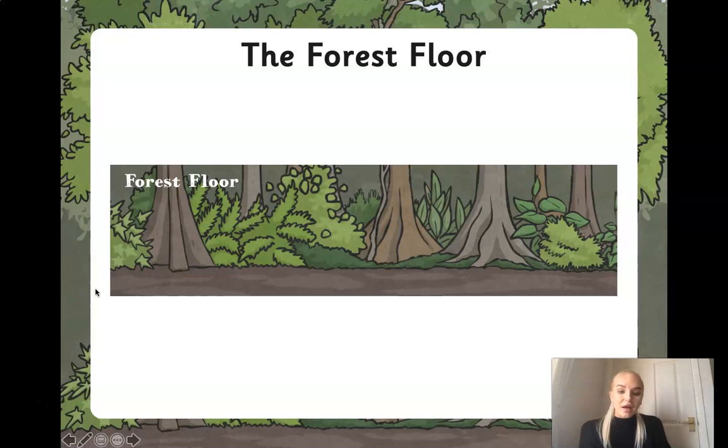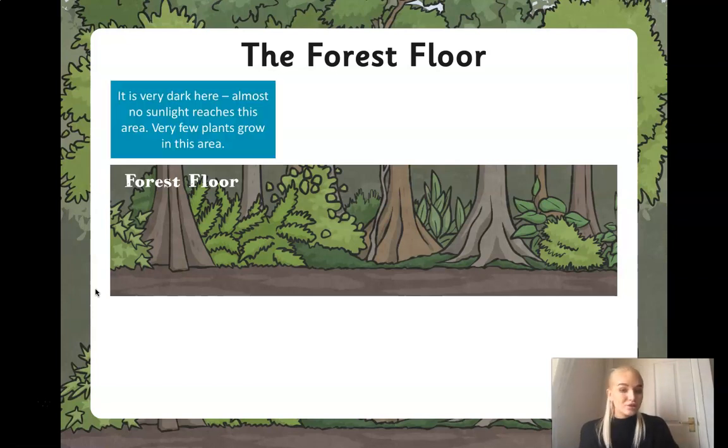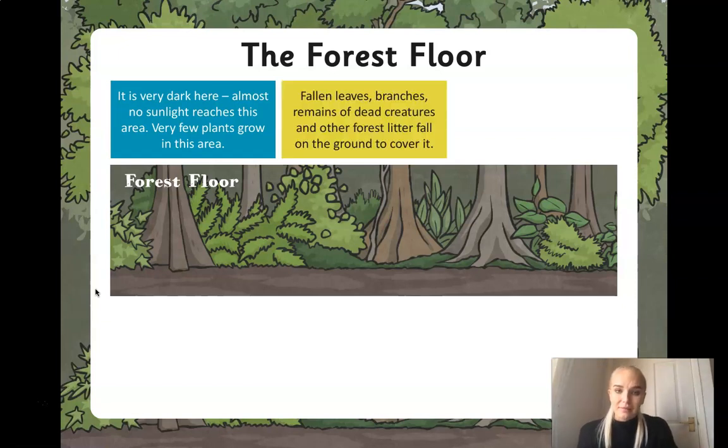Now we know that in the understory layer they don't get a lot of sunlight because it's blocked by the canopy. But the forest floor gets next to no sunlight at all, so it's very, very dark in this area of the rainforest. As a result, very few plants can grow in this area because they don't have the sunlight to grow, they don't have the water to grow, so very few plants are here.